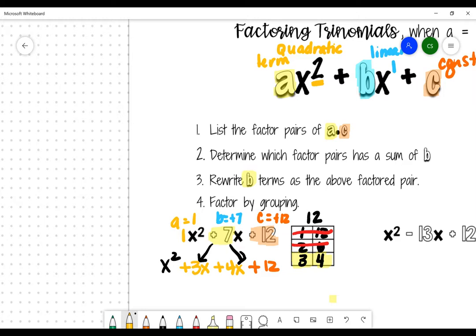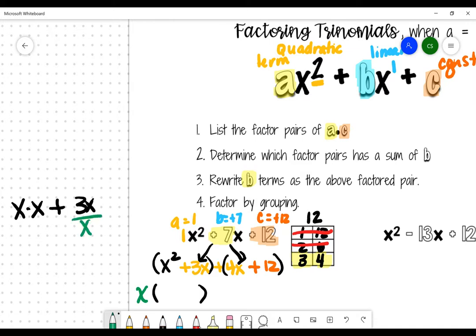Now I have a 4-term polynomial, just like yesterday. So we're going to factor by grouping. Group my first set and my second set. Now I need to factor out my greatest common factor between x squared and 3x, which would be x. Well, when I factor out x from x squared and 3x, what am I left with? x plus 3. Bring down my positive sign.